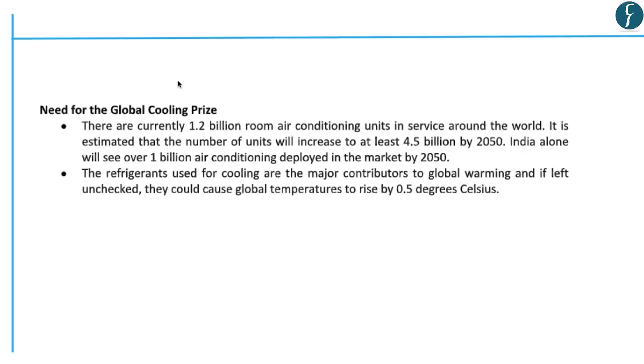Now the question is, what is the need for this Global Cooling Prize? It says that currently there are around 1.2 billion room air conditioning units in service around the world, and it is estimated that their number will increase to at least 4.5 billion by the year 2050. So this is almost a four-fold increase in the number of air conditioning units by the year 2050, and this will have a major impact on global warming.